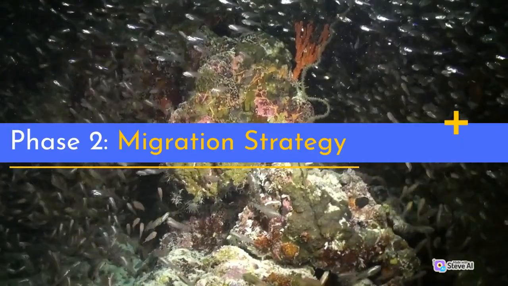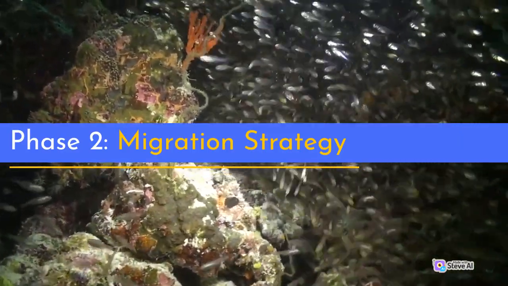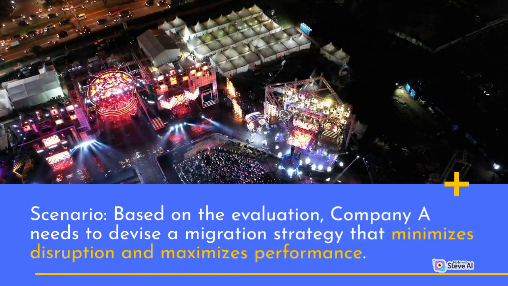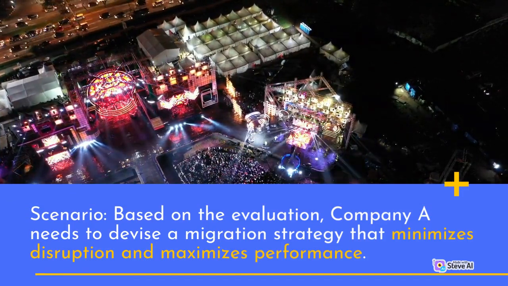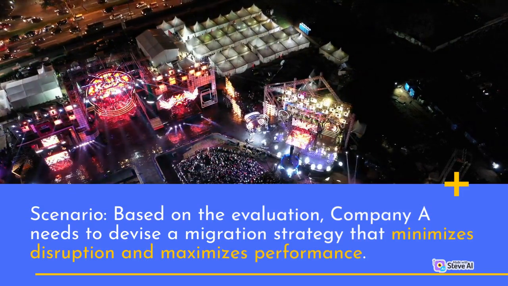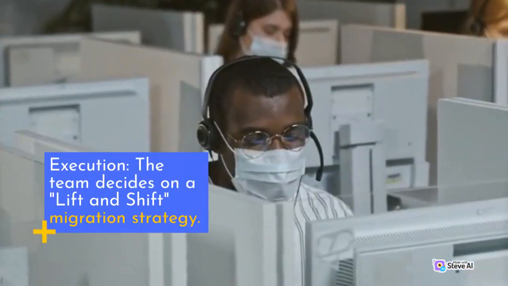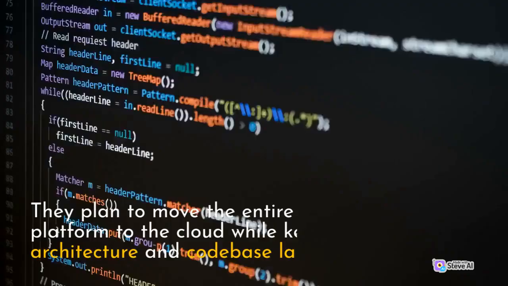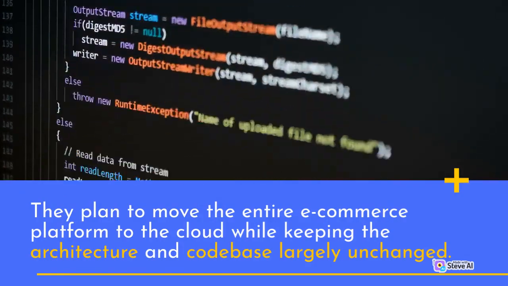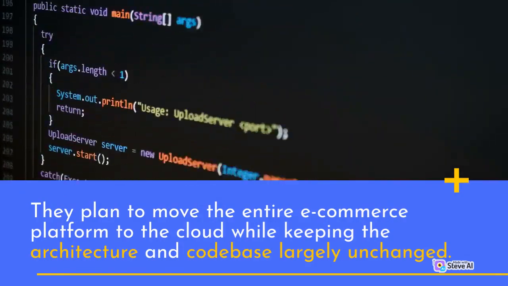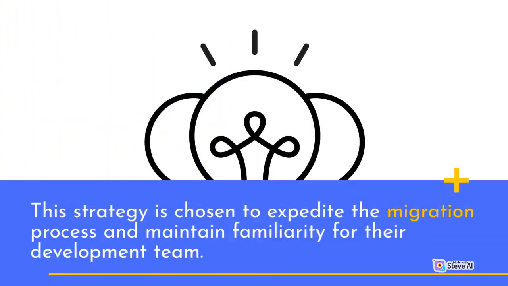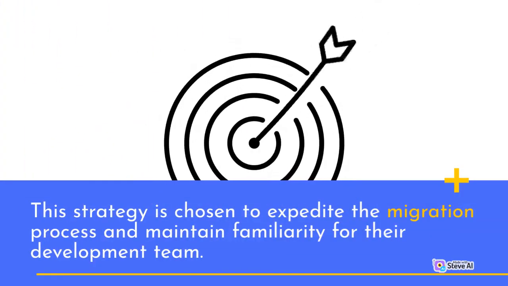Phase 2: Migration strategy. Scenario: based on the evaluation, Company A needs to devise a migration strategy that minimizes disruption and maximizes performance. Execution: the team decides on a lift and shift migration strategy. They plan to move the entire e-commerce platform to the cloud while keeping the architecture and codebase largely unchanged. This strategy is chosen to expedite the migration process and maintain familiarity for their development team.